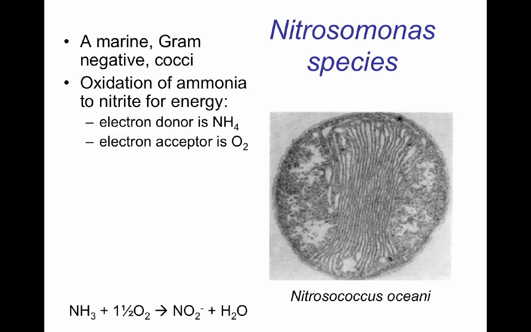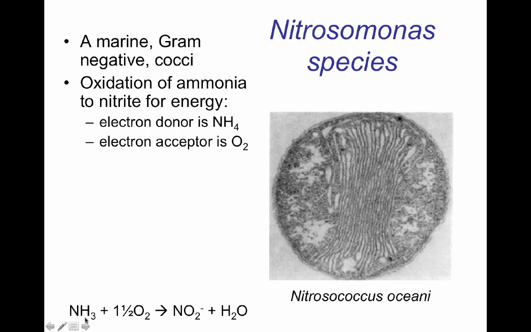The first set of reactions are going to be carried out by some of the species of Nitrosomonas. Nitrosomonas are marine gram-negative cocci. They're going to use ammonia during oxidation and convert it into nitrite for energy. The electron donor is going to be ammonia. The electron acceptor is going to be oxygen. And the reaction, I am showing it here at the bottom.